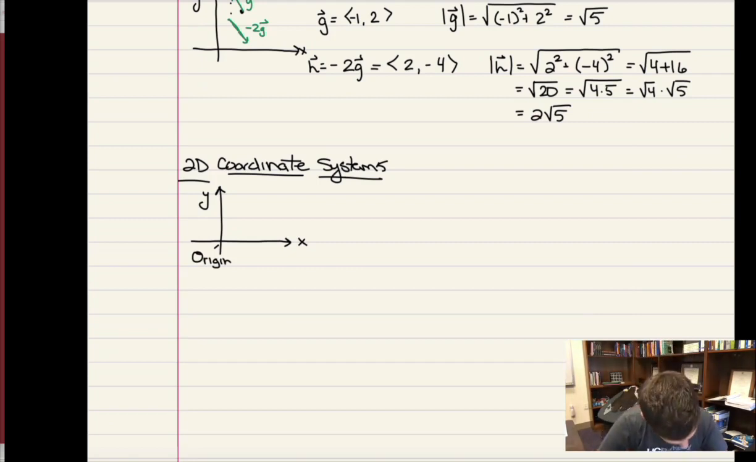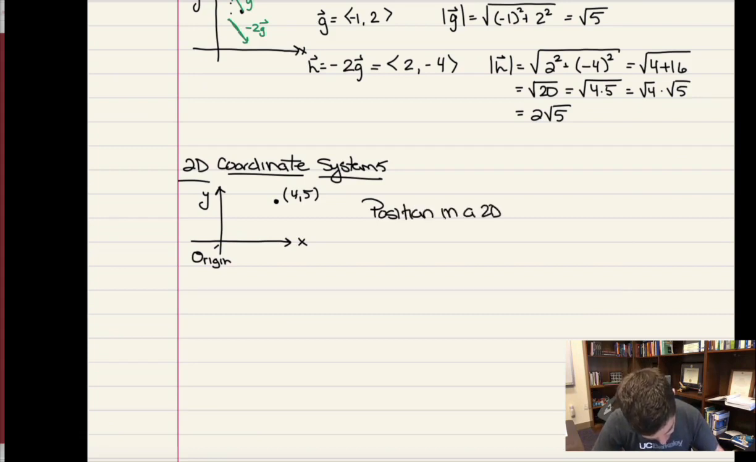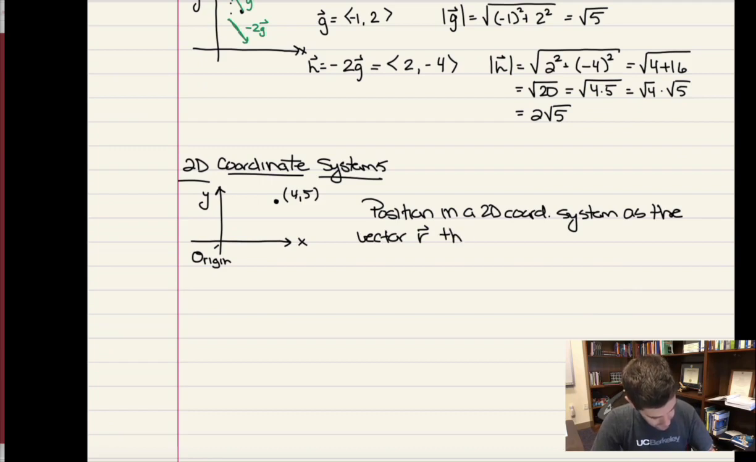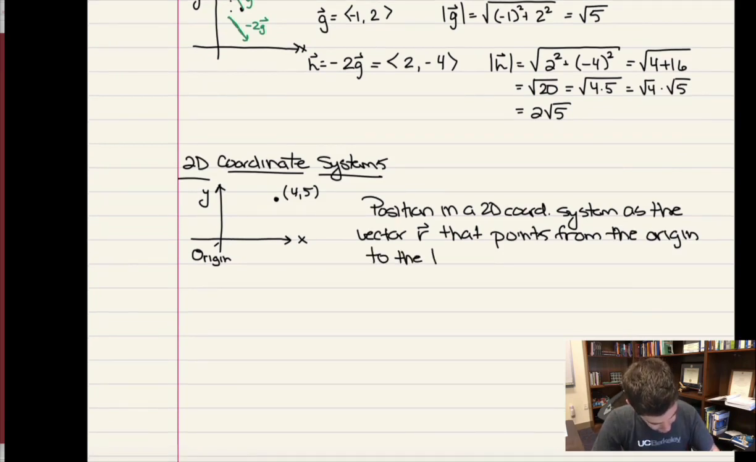So if I had some location here that had some value, let's use tangible numbers, maybe this is 4, 5. We can define position in a 2D coordinate system as a vector r that points from the origin to the location. So in this case, I might draw an arrow that starts at the origin, goes out to the point, and I could define that as my position vector r.